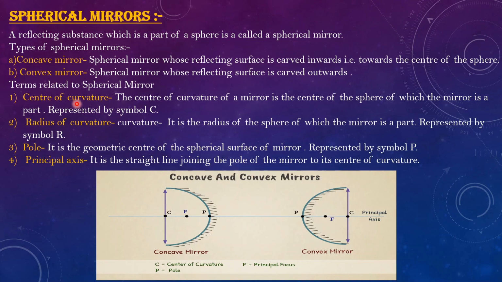Now, terms related to spherical mirrors. Center of curvature. The center of curvature of a mirror is the center of the sphere of which the mirror is a part. That is represented by C. Now, radius of curvature. It is the radius of the sphere of which the mirror is a part, represented by symbol R.